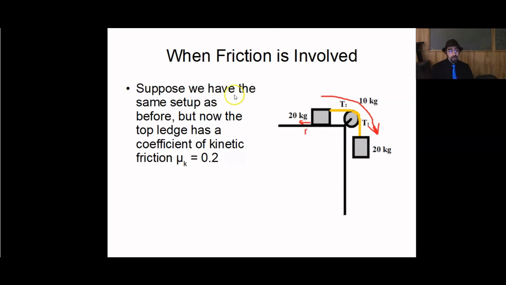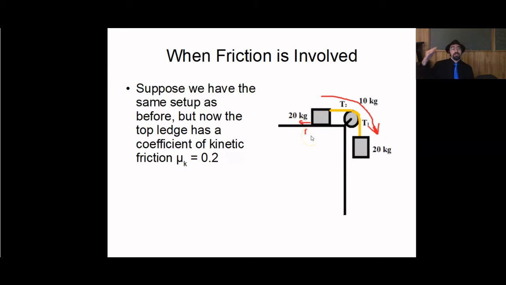And just throw that into my system. So suppose we have the same setup as before. Now the top ledge has a coefficient of kinetic friction mu k equals 0.2, which means we can get a frictional force. Now we want to solve for the acceleration. So again, our Newtonian system, we'll do the 3 free body diagram analyses, force on bodies. We'll just have a friction force there.